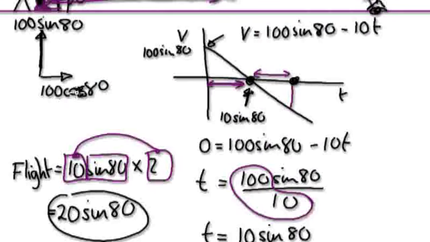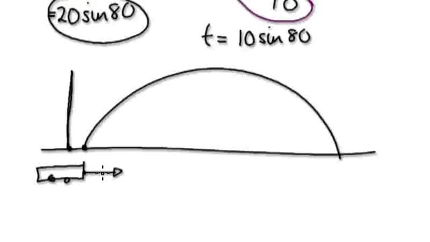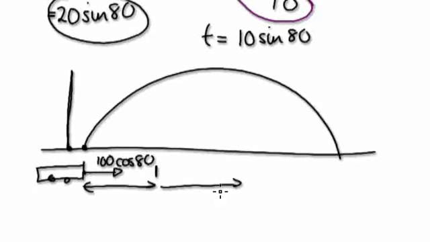Now imagine you and your dad sitting in the car, driving at 100 cos 80 meters per second. So you and your dad are traveling at a constant speed of 100 cos 80. After 1 second, you and your dad would have covered 100 cos 80, and the next second you would have done another 100 cos 80, and then another second later.